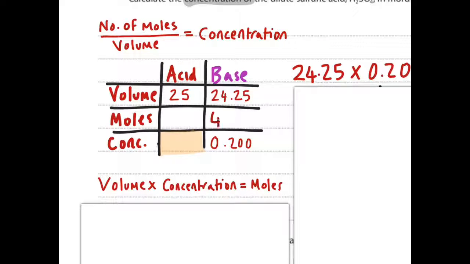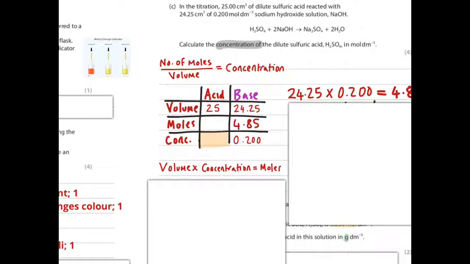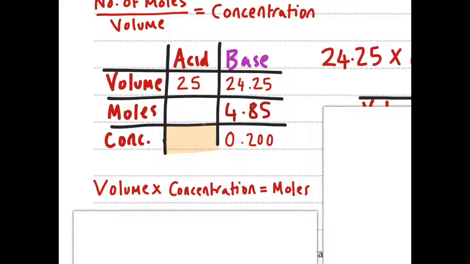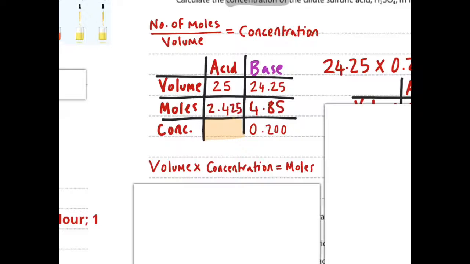So we know that 4.85 is the number of moles. Now, how do you work out the number of moles here? Because you haven't got another value here. But actually, if you look at the equation, this is the base, this is the acid. You know that in this reaction, 2 moles of base reacts with 1 mole of acid. So this is 2 moles, so 1 mole will be half that, which is 2.425. So finally, we can now work out concentration.